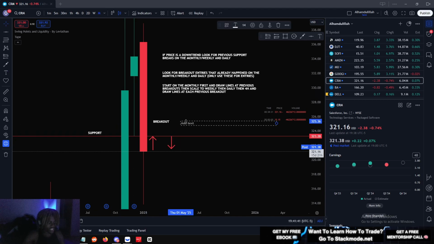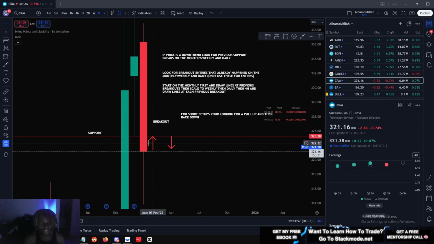So for short setups, you're looking for a pull up and then back down. If I was looking for a short setup here, remember we wouldn't enter at the breakout. We would wait for price to break out, do its thing, and our entry would be once price comes in contact with the breakout again. So start off on the monthly, draw your line.